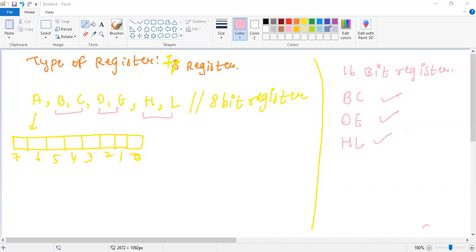Someone asked what is cache. Okay, fine. So see, cache is a type of memory only. It's quite close to the CPU, therefore its speed is very fast. It's a type of memory only.